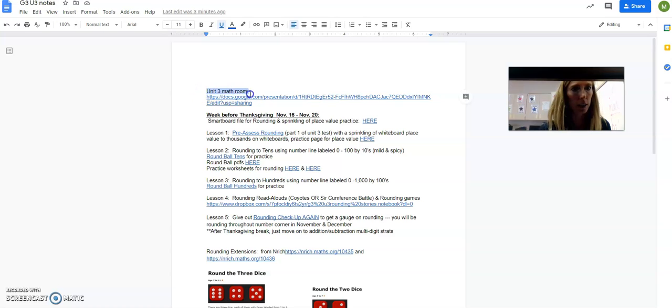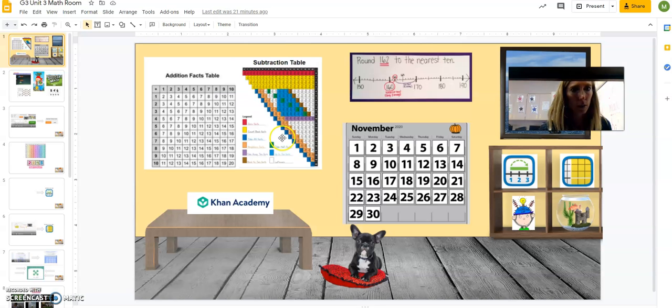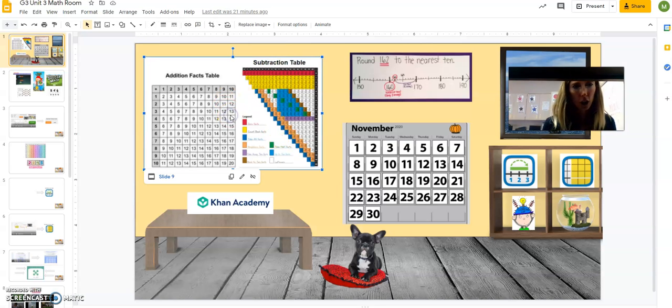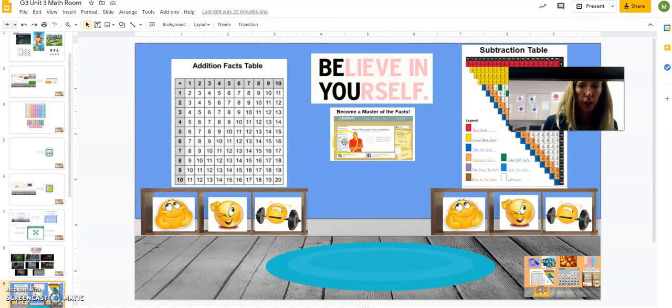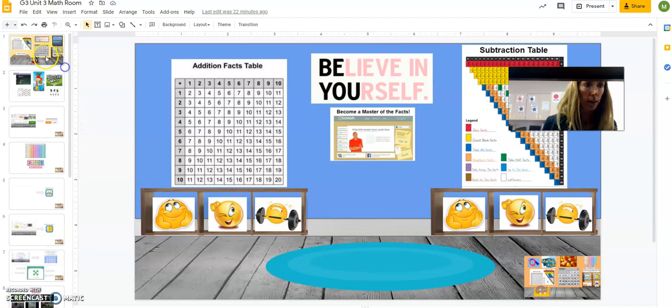So this is what it looks like. It starts off just giving you again, here's the new math room if you want to use it. This is what it looks like with the math room. You have the addition and subtraction, all the stuff that I have shared with you before, but I thought it would be good for kids to still make use of this. So if they need to practice with that, there's that.